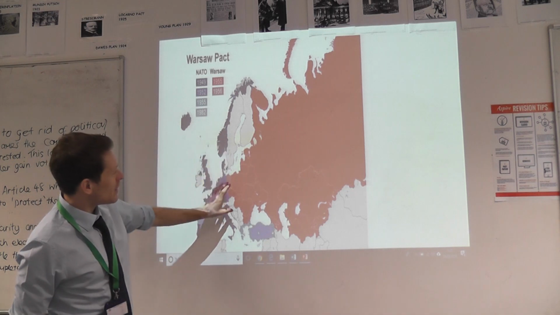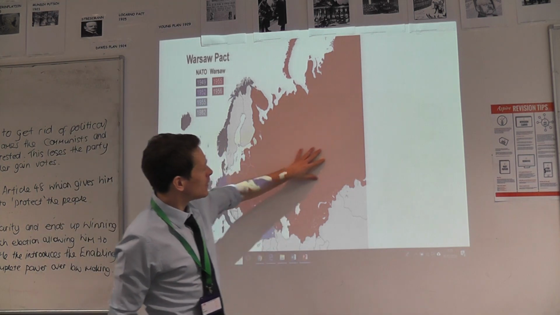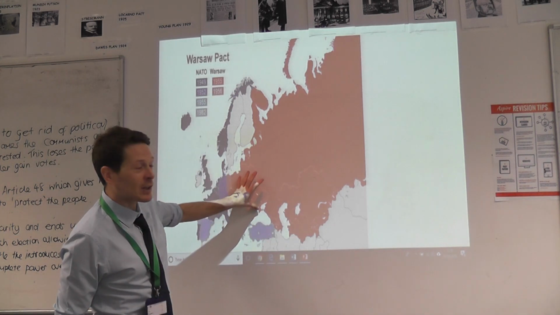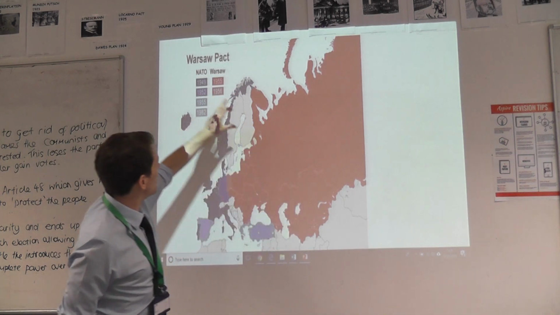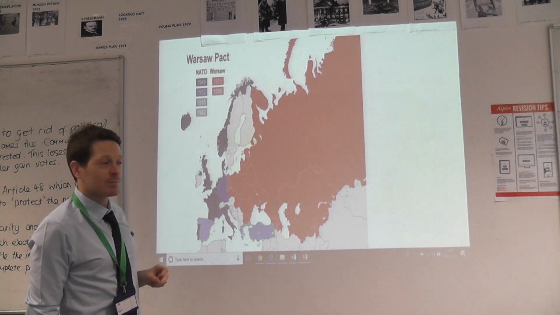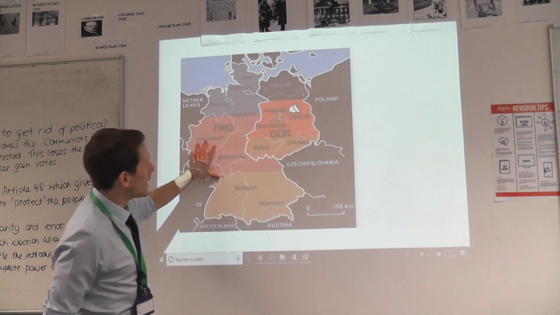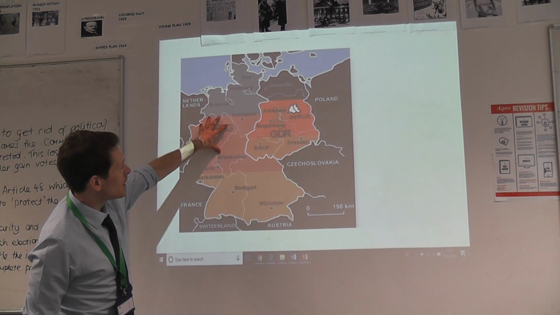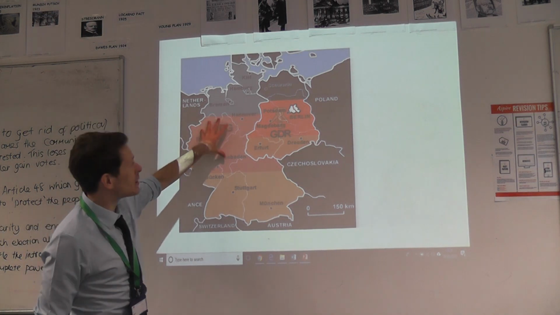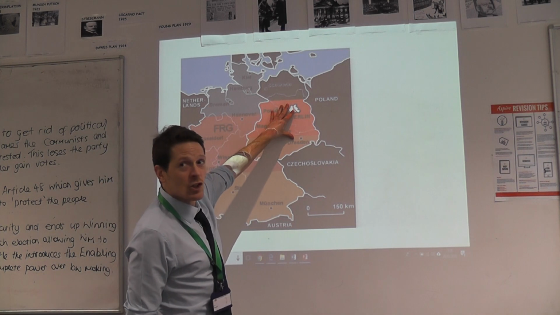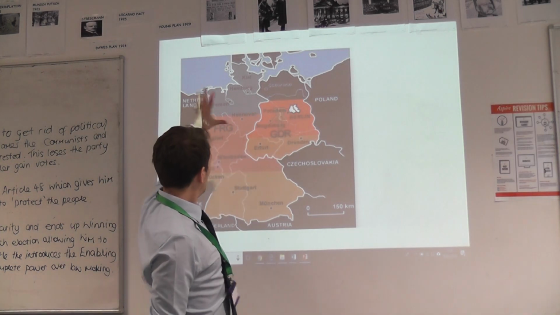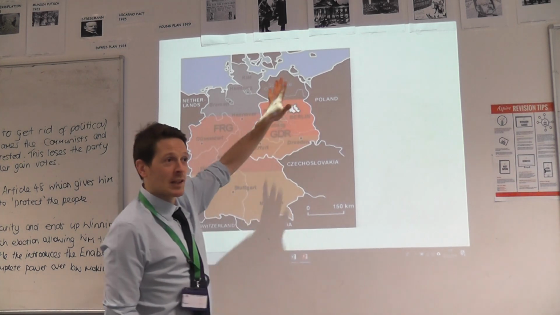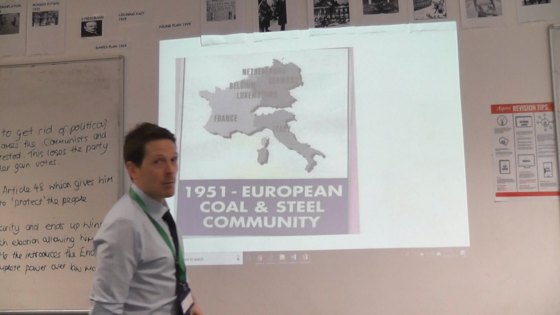In retaliation, these countries here in red, who don't have a lot of choice in the matter, join the Warsaw Pact, which is basically the communist equivalent of NATO. Now, in 1949, what we end up with is two countries: the FRG, West Germany, capitalist, and the GDR, East Germany, communist. Over here, we've got Konrad Adenauer, over here, we've got Walter Ulbricht in charge, and obviously Stalin controlling most of the rest of it.